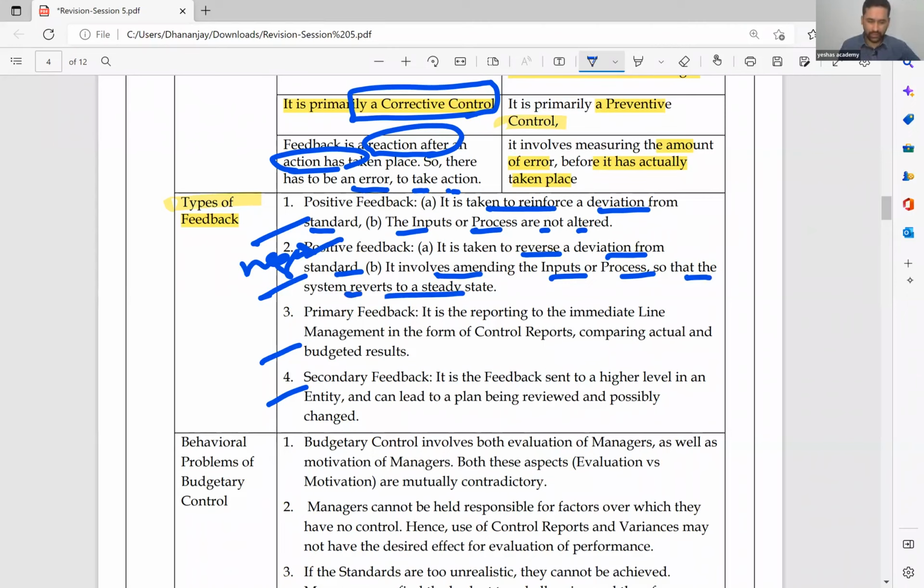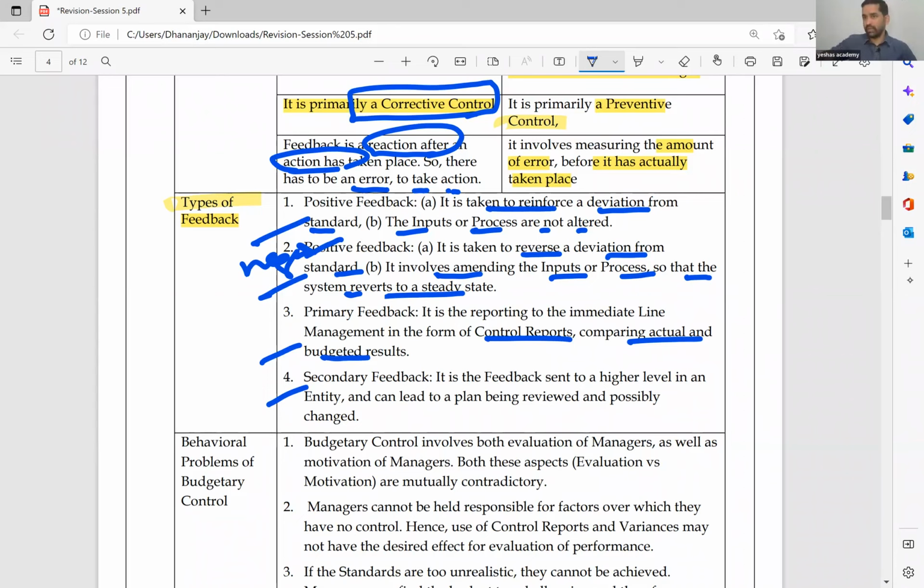Primary and secondary, again, two more varieties. Primary feedback is reporting to the immediate line of management in the form of control report, comparing the actual with budgeted. Secondary feedback is the feedback sent to the higher level in an entity and can lead to a plan being reviewed and possibly even changed.